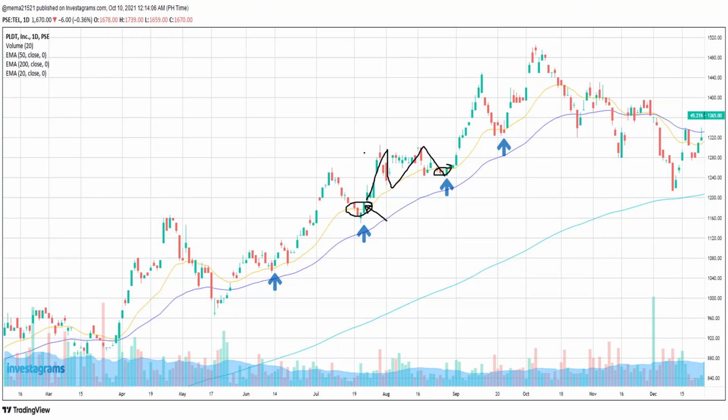Say, for example, nag-hold ka. Okay? Ngayon, umangat ulit yung stock at bumaba ulit siya. Ngayon, dahil may history siya na lumalagpas siya sa EMA 20, so nag-hold ka pa rin. Okay? Ngayon, umangat ulit siya. At nung bumaba na siya, kaso nagtuloy-tuloy siya dun sa EMA 50. So, pwede ka mag-cut here in this level kapag hindi na siya valid.